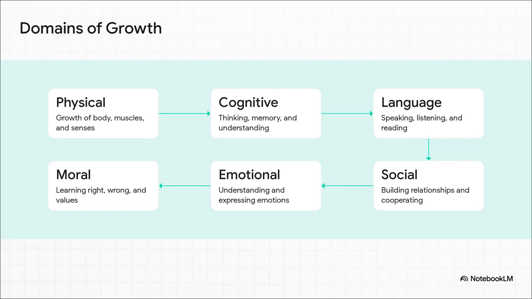These 6 domains right here, physical, cognitive, language, social, emotional, and moral, form the absolute foundation of our pedagogical framework. They dictate everything from a child's muscle control to their moral compass. As educators, we sometimes get a bit tunnel-visioned, focusing entirely on the cognitive or language aspects, the reading, the writing, the pure technical skills. But true education requires us to recognize that physical, social, emotional, and moral growth are all happening right there, all at once, inside the student sitting in front of you.